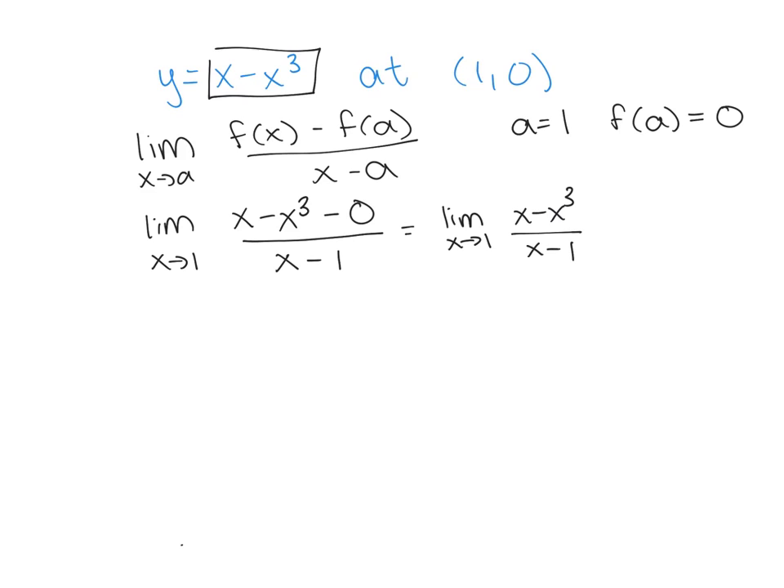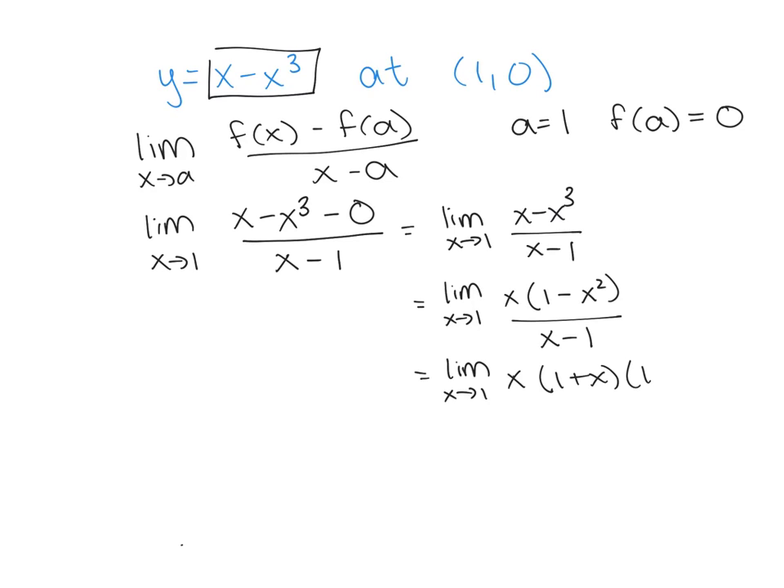We're going to need to factor that numerator. If we factor out an x, it looks like this: x times 1 minus x, all over x minus 1. Now if I factor a little bit further, I have x times 1 plus x, 1 minus x, because that's the difference of squares.